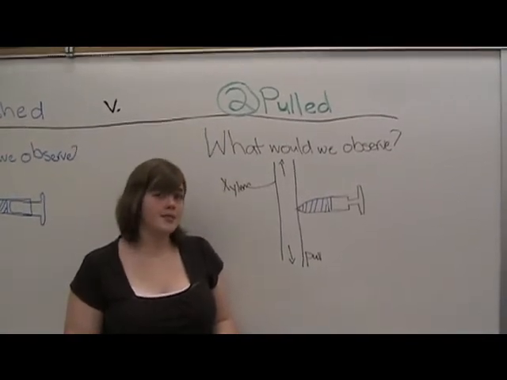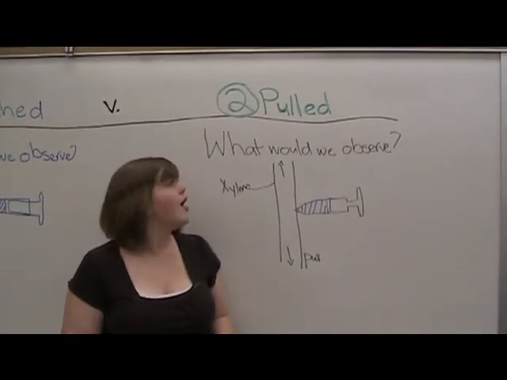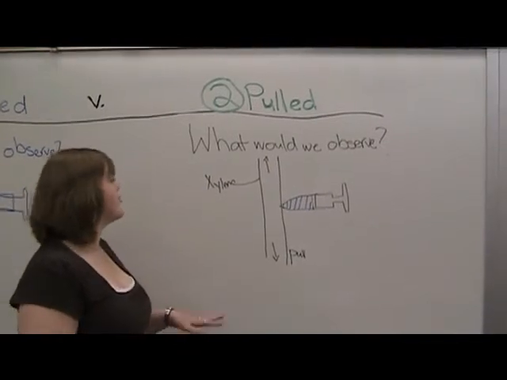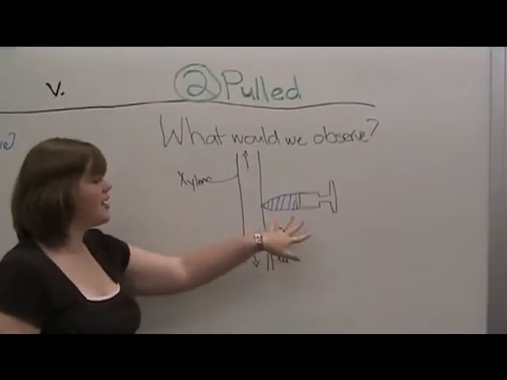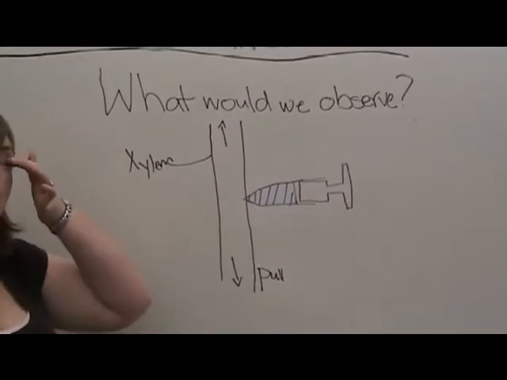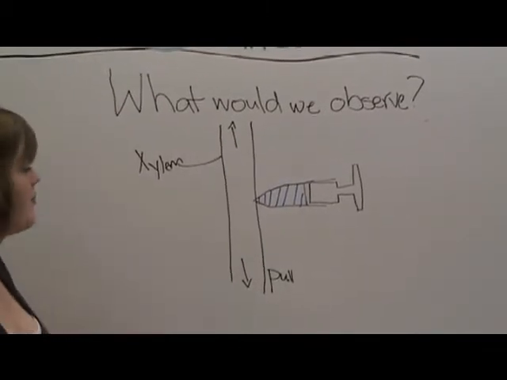But what if the system was being pulled? In this system, what do you think we would observe? Here's the xylem, and again, here's the syringe injecting blue dye into the xylem.